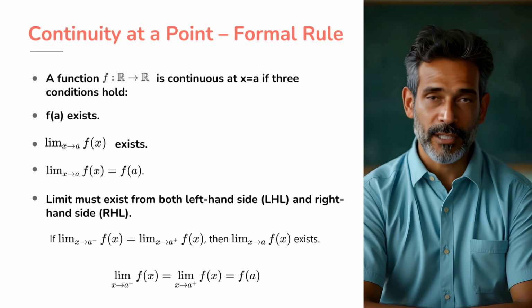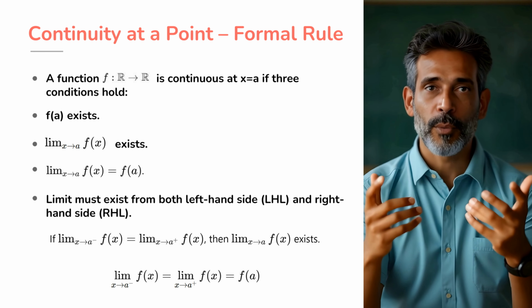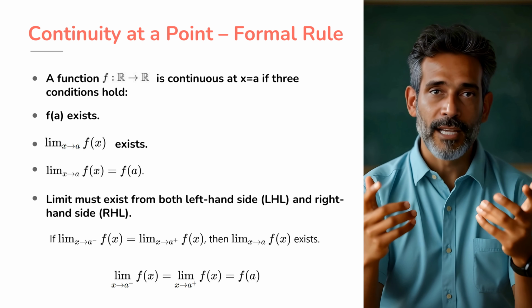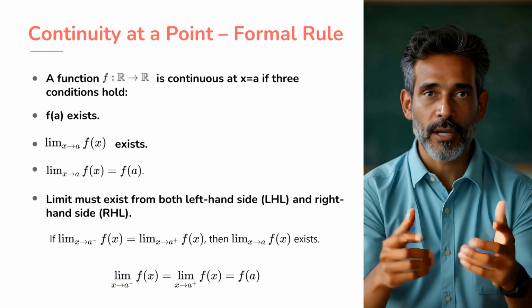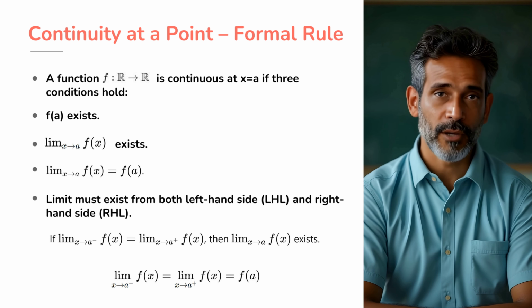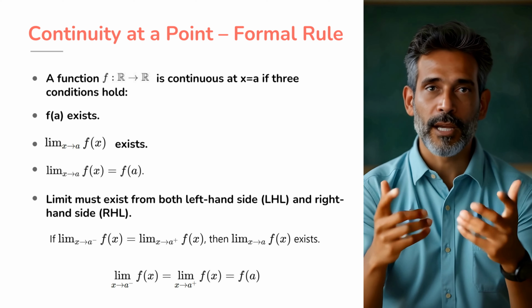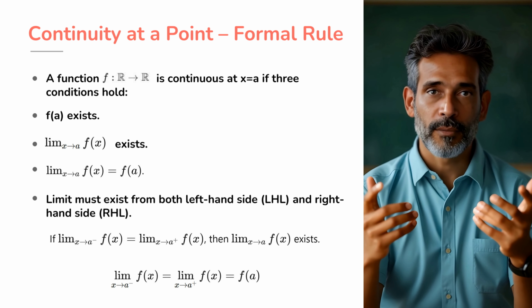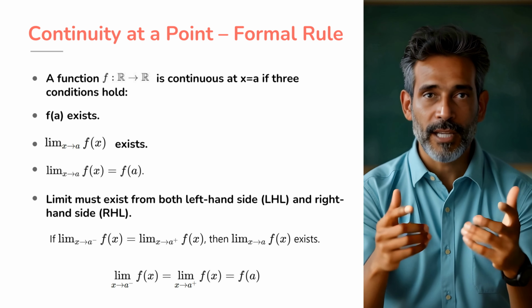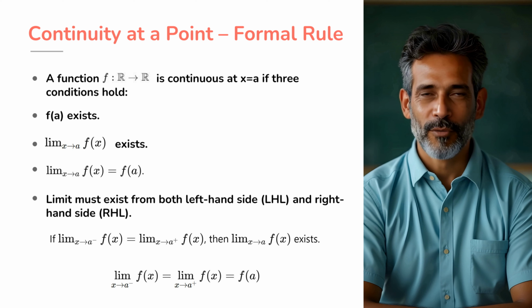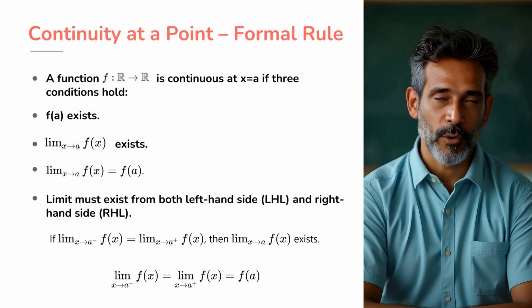Now let's make it precise. For a function f from real numbers to real numbers, f is continuous at x equals a if three conditions hold. Number 1, f of a exists. Number 2, the limit of f of x as x approaches a exists. Number 3, that limit equals the actual value f of a. And remember, the limit must exist from both sides. That means limit as x approaches a from the left equals limit as x approaches a from the right, and both equal f of a. Equation 2. If even one condition fails, continuity breaks down.